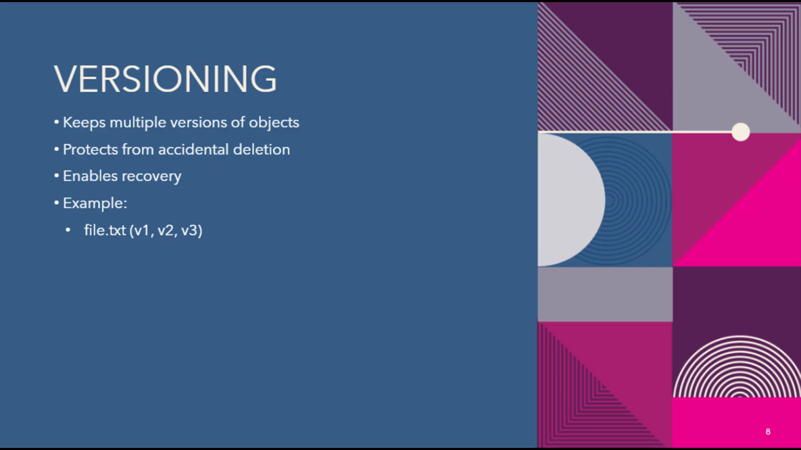Versioning. Versioning allows you to keep multiple versions of an object in a bucket. This is useful for protecting against accidental deletion or overwriting of files. If something goes wrong, you can easily restore a previous version.